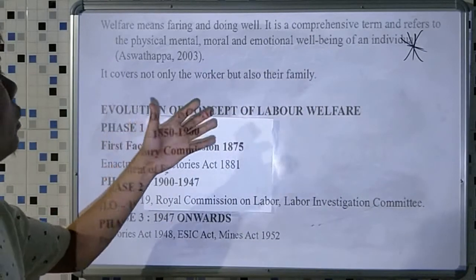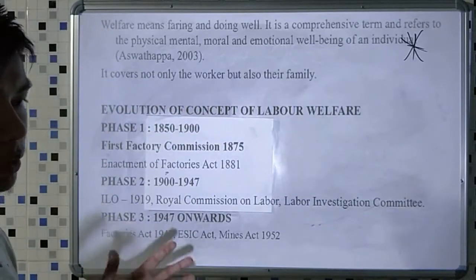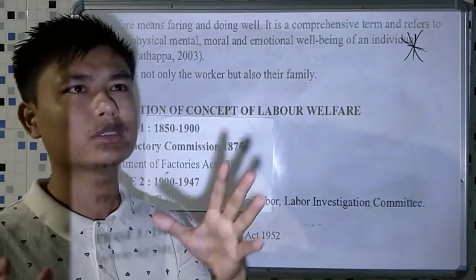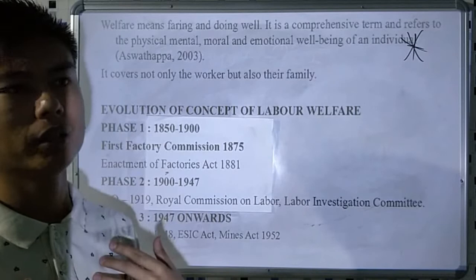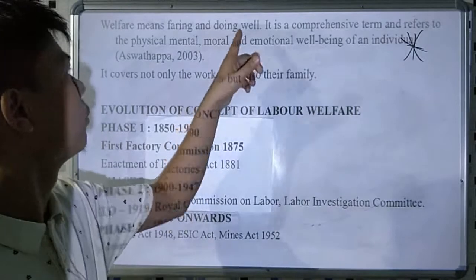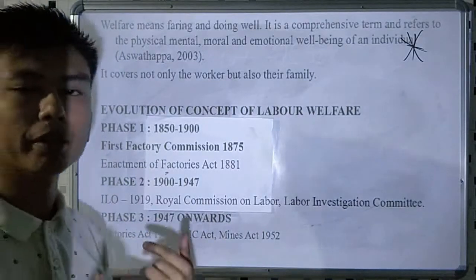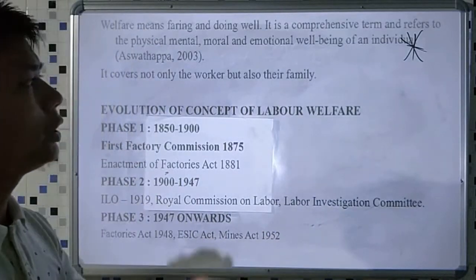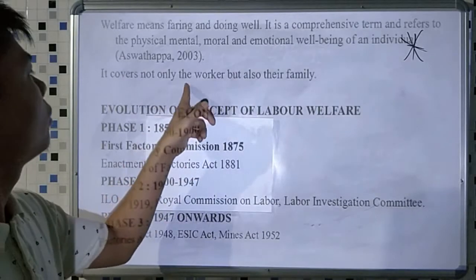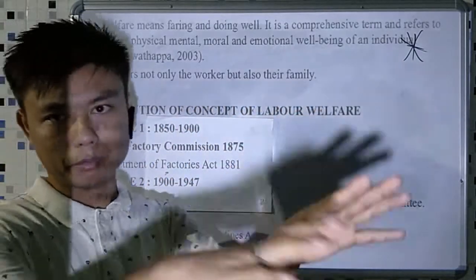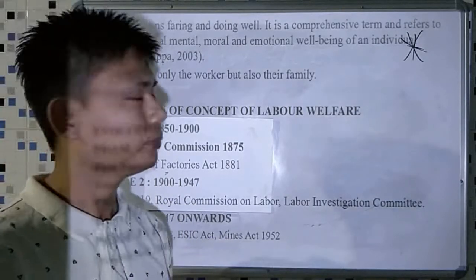It covers not only the worker but also their family. So when we say labor welfare, we can't see just an individual, that is, I'm a worker, doing good to me or faring well. That's not modern. I have to say my family, my society, as a group. So it covers not only the worker but also their family. My family may be my son, my daughter, my wife.